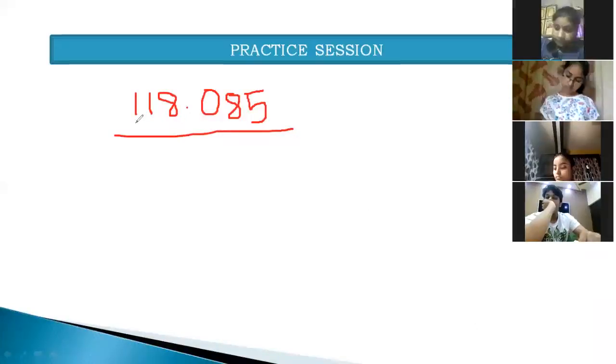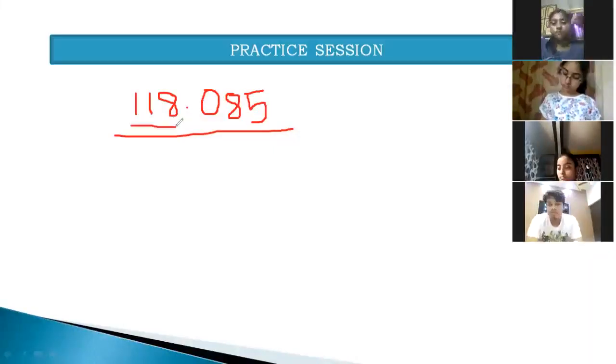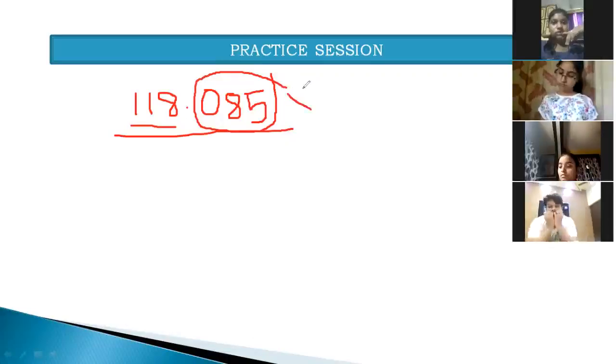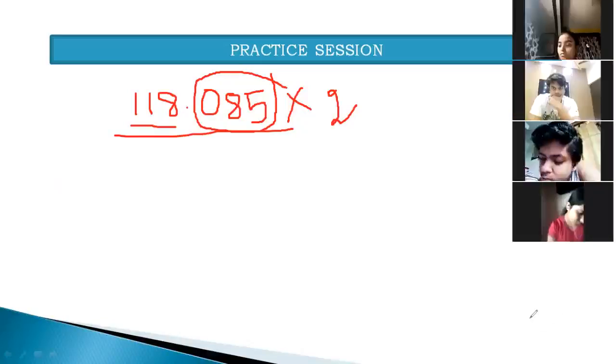For 118, convert the number as we have already seen. You can convert this through the shortcut method also. But for 0.085, you need to multiply it by 2 multiple times. Let's see how many times the multiplication can be done. But you have to try better. Sagar, try to solve it better.